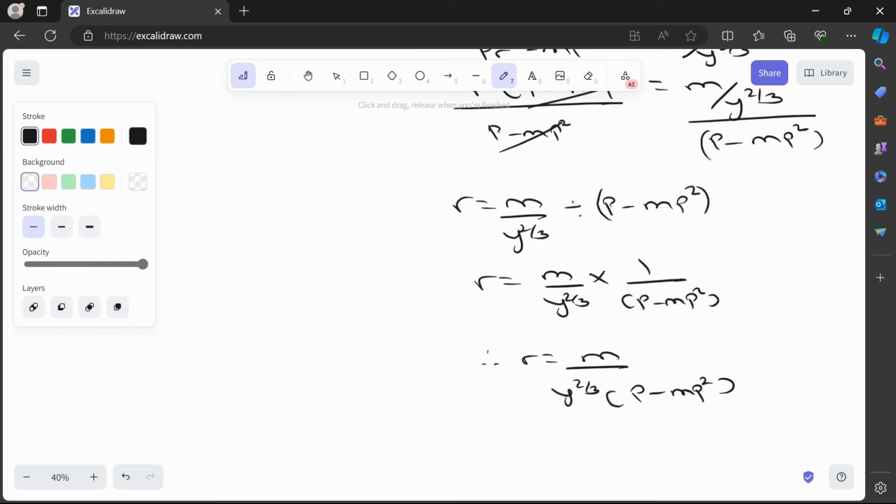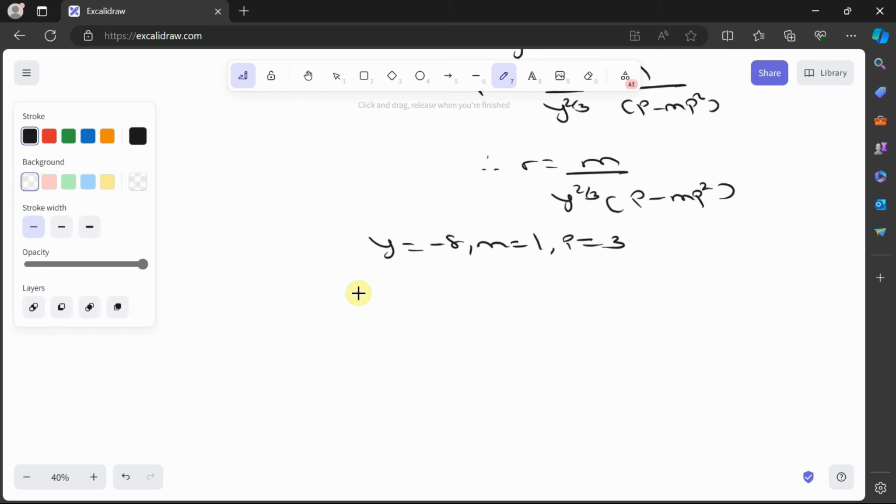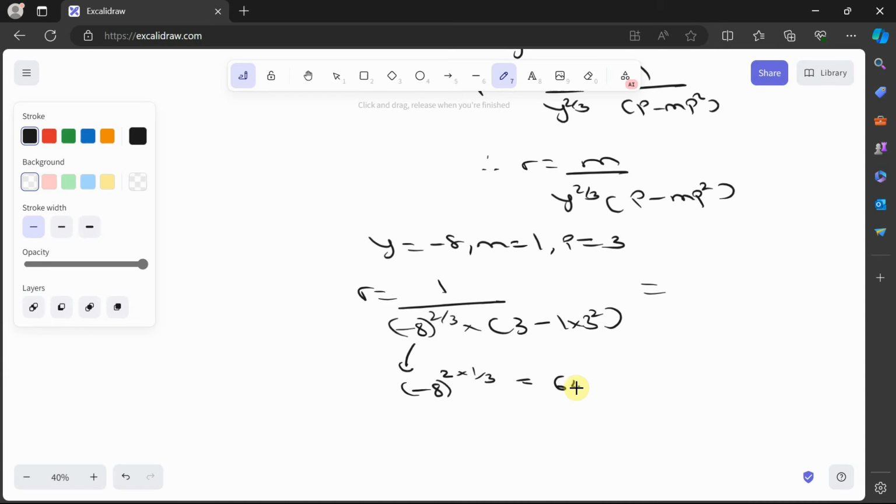We're now told that we should find r when y is equal to minus 8, m is equal to 1, and p is equal to 3. All I do now is substitute. So r will now be equal to m is 1, so that will be 1 over y is minus 8 raised to the power of 2/3 times p is 3, so 3 minus m is 1, 1 times 3 squared. So let's simplify this. This is like saying minus 8 raised to the power of 2 times 1/3. So minus 8 raised to the power of 2 is minus 8 times minus 8, that will give you 64. So 64 raised to the power of 1/3.